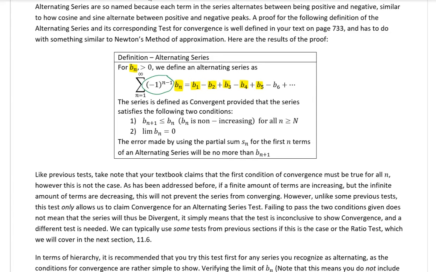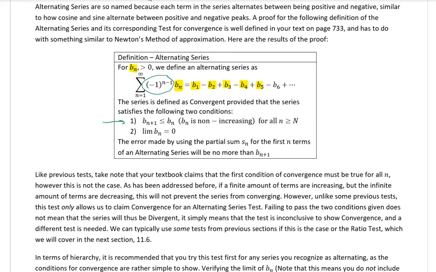However, for the alternating series, we're going to be able to define if it's convergent, provided that the series follows these two conditions. If we satisfy these two conditions, then we can show it's convergent. First, we have number 1, which is that the following term of the sequence, so any following term, is going to always be less than the previous one.